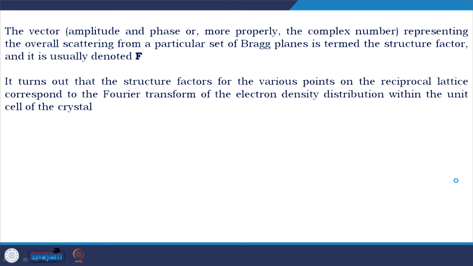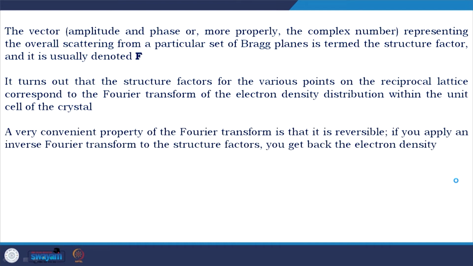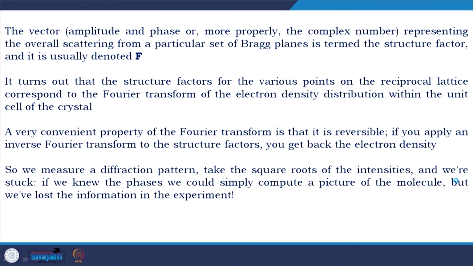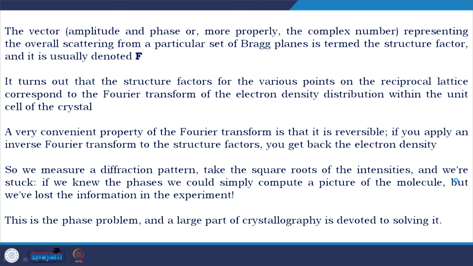It turns out that the structure factors for the various points on the reciprocal lattice correspond to the Fourier transform of the electron density distribution within the unit cell of the crystal. A very convenient property of the Fourier transform is that it is reversible. If you apply an inverse Fourier transform to the structure factor, you get back the electron density, which we have discussed earlier. So, we measure a diffraction pattern, take the square root of the intensities, and we are stuck. If we knew the phases, we could simply compute a picture of the molecule, but we have lost the information through our experiment.